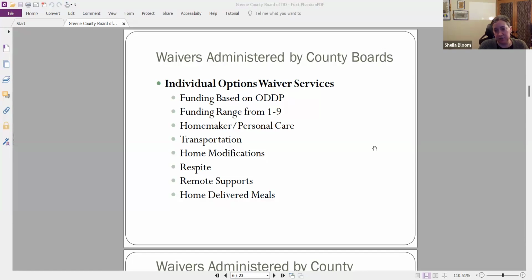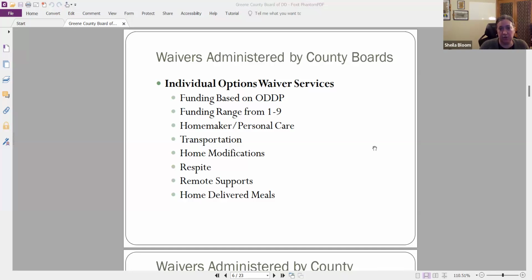Now, there is a prior authorization process for the IO waiver should the needs for health and safety exceed what that budget funding range is. And we have a whole internal process for that, as do other counties. Some of the services available under the IO waiver include homemaker personal care, which is like aide type services, somebody to come in and assist with daily living tasks, transportation, those kind of services. Transportation is a service as well.